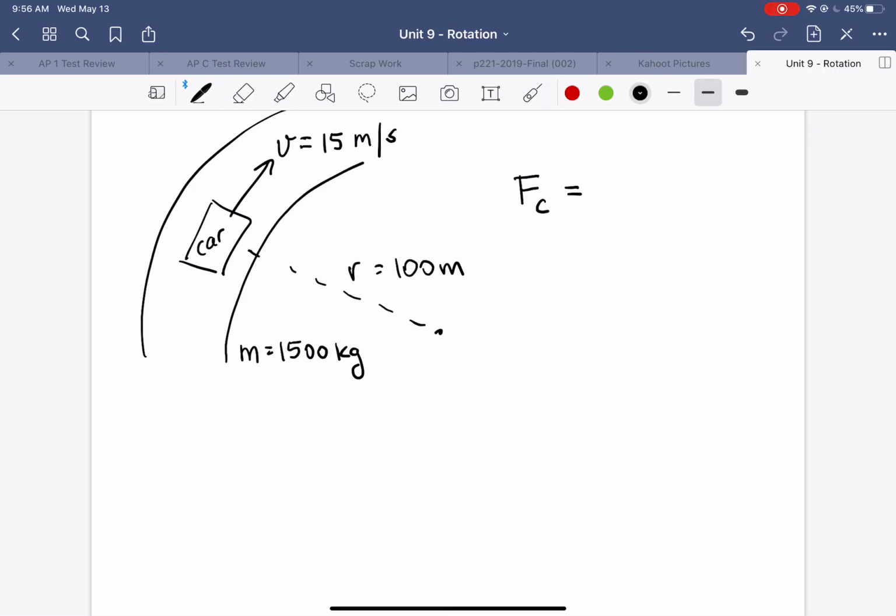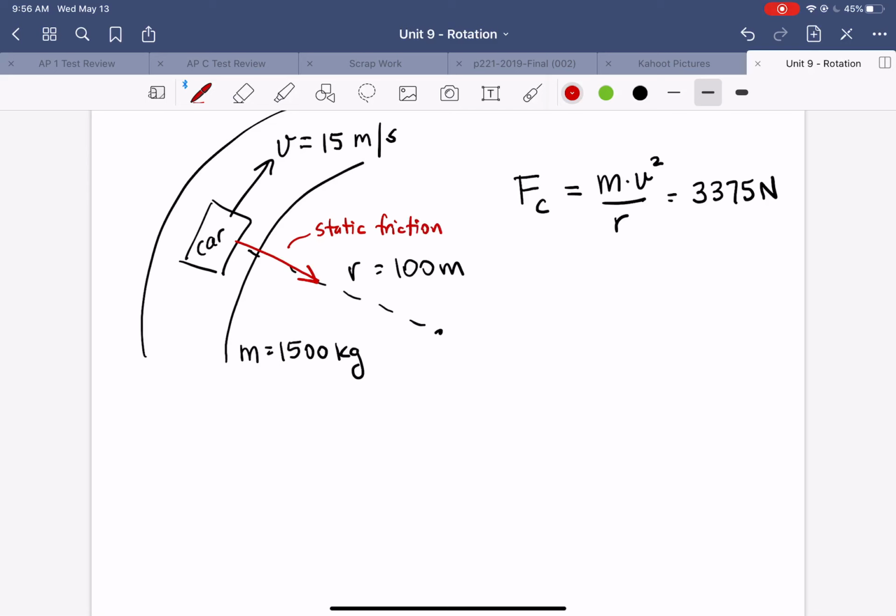So to calculate the centripetal force, again, we take the mass, multiply by velocity squared, divide by the radius. So that is going to give us a force of about 3,375 newtons. So here's a trickier question. Where does this force come from? There must be some force acting on the car which is pushing it in this direction towards the center of the curve. So it turns out that this force comes from static friction between the car and the road.